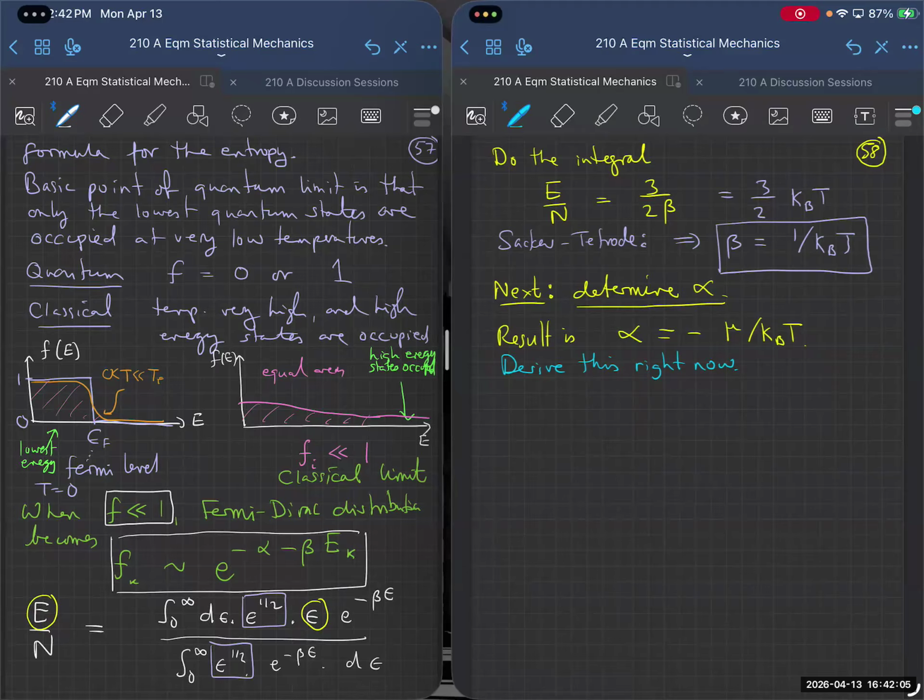Okay, so now let me do for you the calculation. Here's the derivation. What I'm going to do is use the constraint equation. I'm calling it the constraint equation because that's what I will call it in the rest of this class: if I sum over the occupancies of all of the different quantum states, then that is equal to N. And we know that f of any quantum state in this limit is e to the minus alpha minus beta epsilon_i. So that's the classical limit.